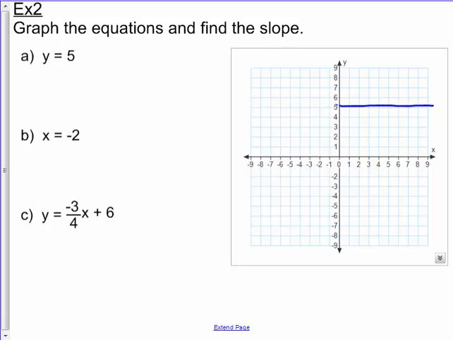In example 2, we're graphing the equations, finding the slope here. Now we have 3 very distinct equations here. First one, y equals 5. That one's a little tricky. That's a horizontal line. So what's the slope?